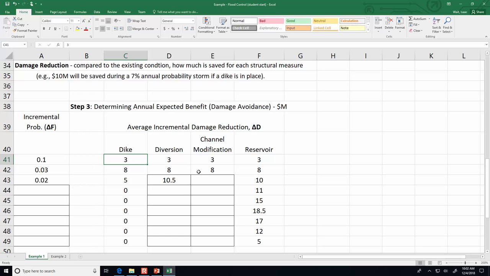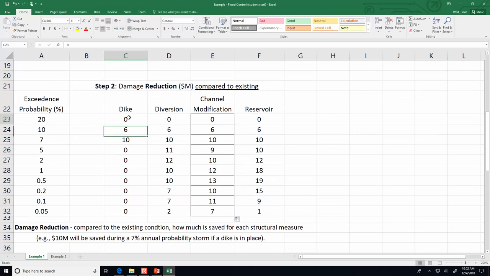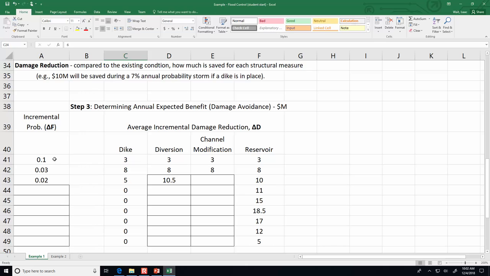And then the average damage reduction that I have of 3 is the average of 0 damage reduction for the 20% storm and $6 million of damage reduction if we build the dike and experience the 10% storm. And so the average of that increment is 3. We're just taking the simple average there. And the size of the increment here is 0.1. So I've gone through all of those calculations for the dike and shown the beginning pattern for the diversion and channel modification. For each of those remaining blank fields, calculate the delta F for the incremental probability and the delta D.